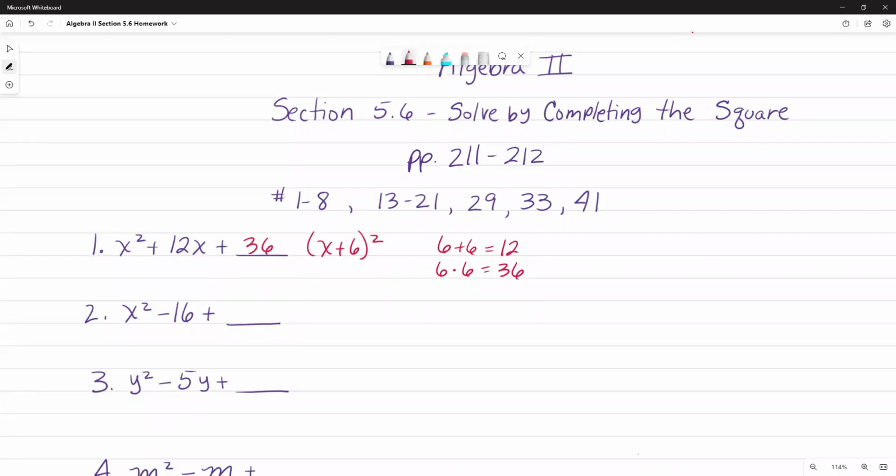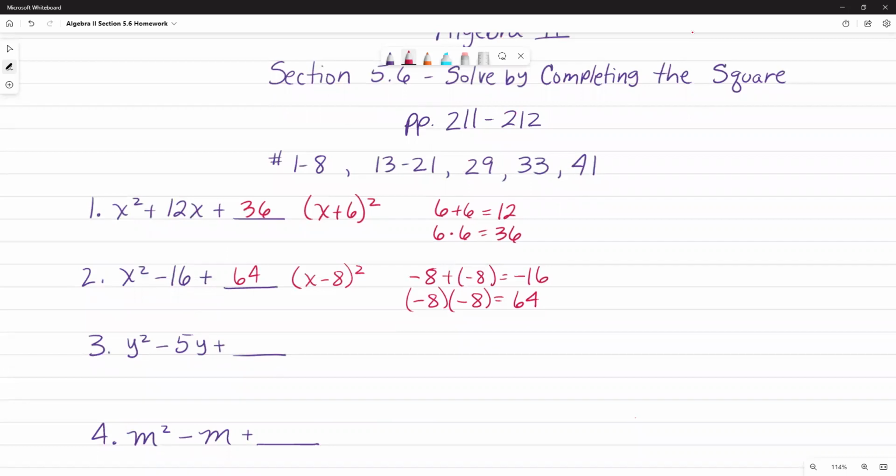All right, the next one we have a negative 16. So we know that negative 8 plus negative 8 would give us a negative 16. So in this case, our third term in the trinomial is going to be positive. But when we have the squared binomial, make sure that you include it as a negative. So negative 8 times negative 8 gives us a positive 64. So this number is 64, and then our squared binomial is x minus 8 squared. And we pretty much go through the rest of these just like that.